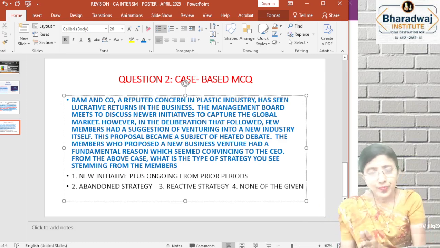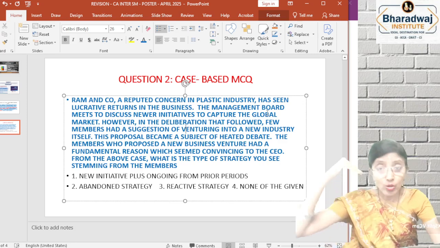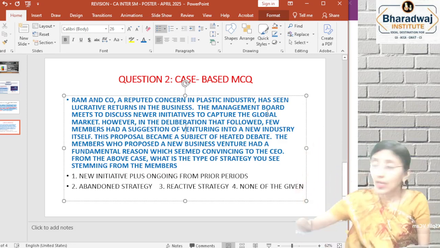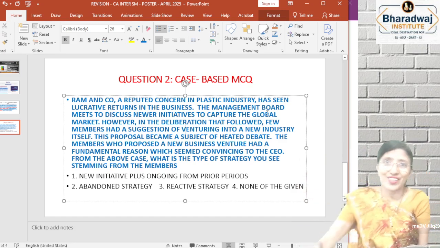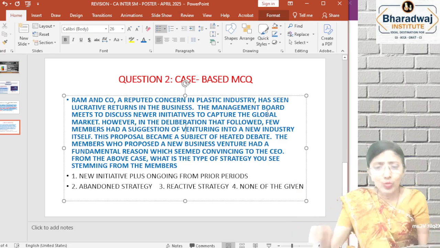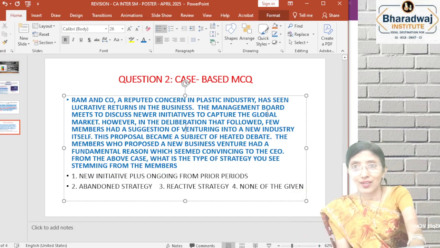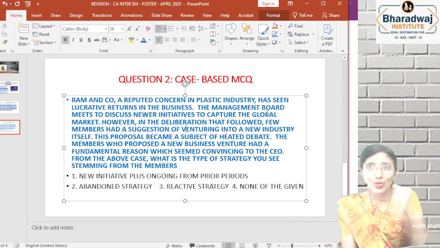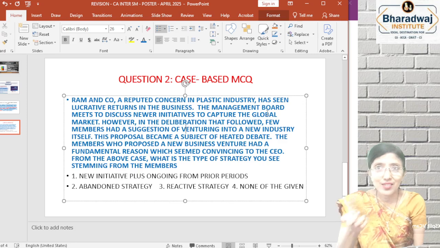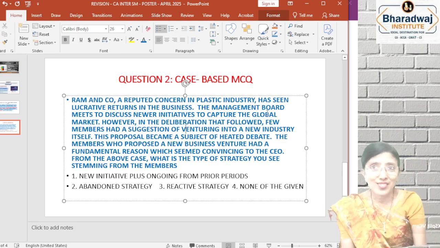planned in that. Why is that a small diversification? Why is that you want to go to the global market platform means you have to invest, concentrate more and more on that. Look at what they want to capture, global market. So my entire focus should be on that. But why is that I'm suggesting something and they have a fundamental reason which seemed convincing the CEO. That fundamental reason is how long can we stay in plastic industry? When the slogan has begun, say no to plastics.